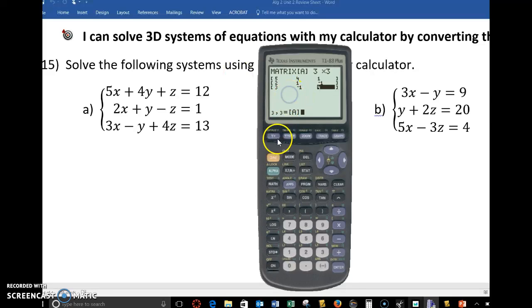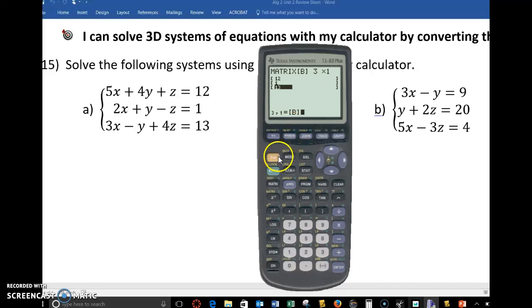So that's matrix A. Let me go back to matrix, and this time I'm going to edit another matrix, matrix B. This is the answer matrix, the 12, 1, and 13. This is a 3 row by 1 column, so it's a 3 by 1 matrix, and it is 12, then 1, then 13. To check that, I can go to second matrix, down to matrix B, and make sure it's the 12, the 1, and the 13.